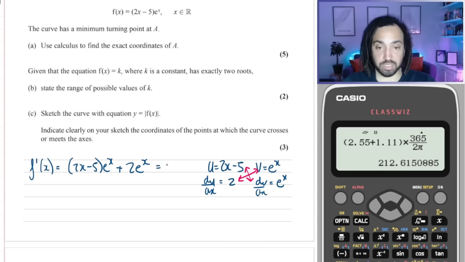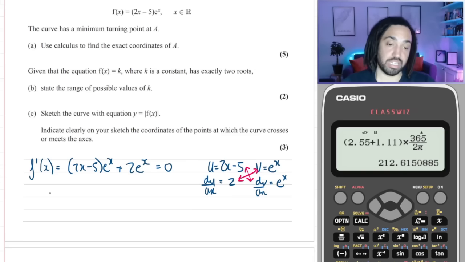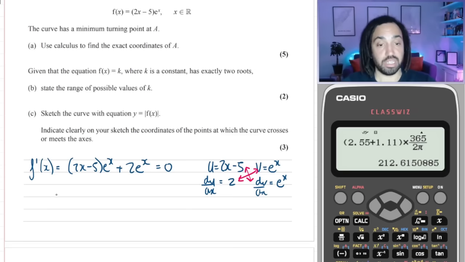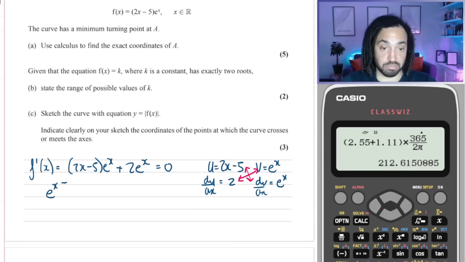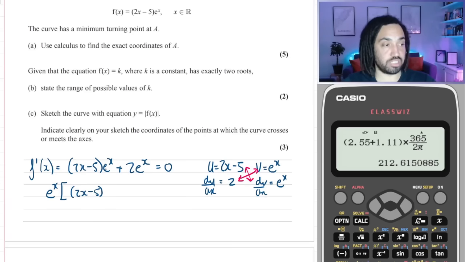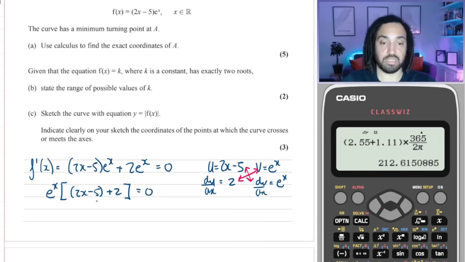Lovely, and we want that to equal 0 because we're trying to find a turning point, and that's where the derivative equals 0. So to solve an equation equal to 0, it's a really good idea to factorize. So I can take out an e to the x of both expressions, which leaves 2x minus 5 for the first expression, and then plus 2 for the next one. And then let's simplify this bracket here. We've got 2x minus 5 and then plus 2, so that's just 2x minus 3.